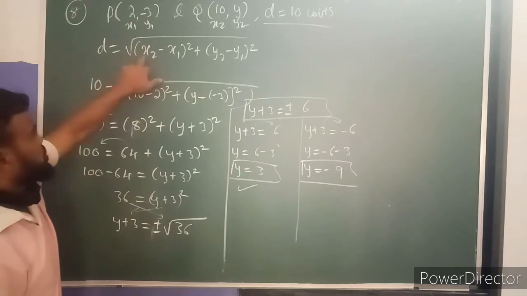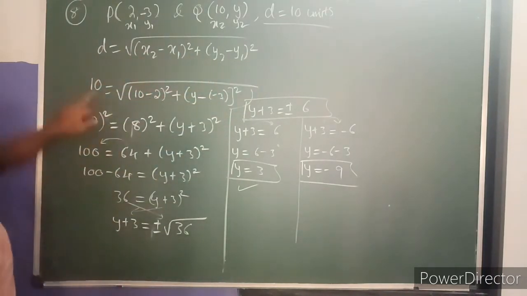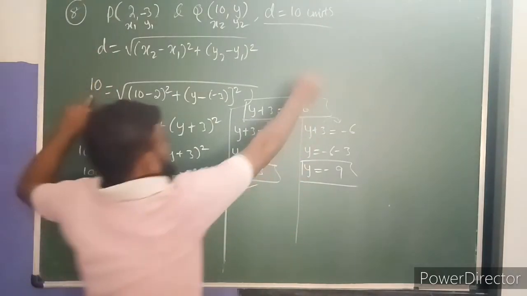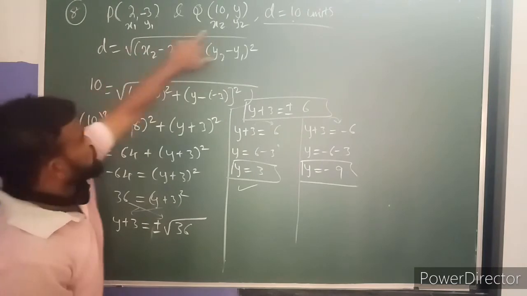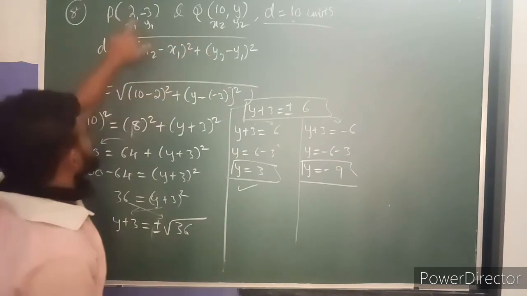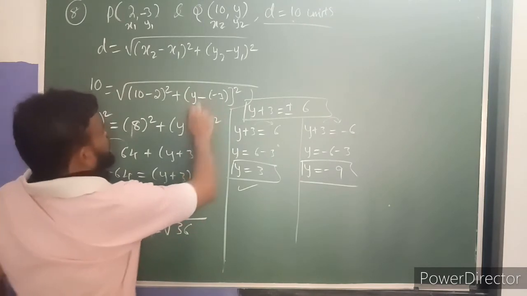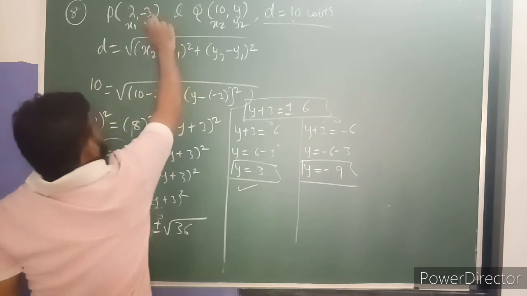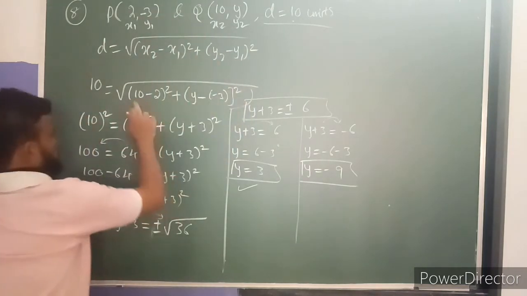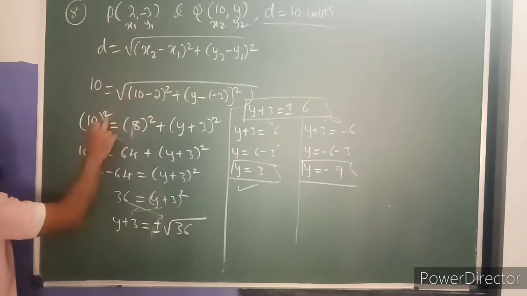d is equal to under root x2 minus x1 whole square plus y2 minus y1 whole square. After that, the d value we have taken is 10 and the root value will be there. That is x2, x2 is 10 minus x1, x1 is 2 whole square plus y2 is y only and minus of y1 is minus minus 3 whole square. So 10 minus 2 is 8 whole square. The root will be given to the square written back.